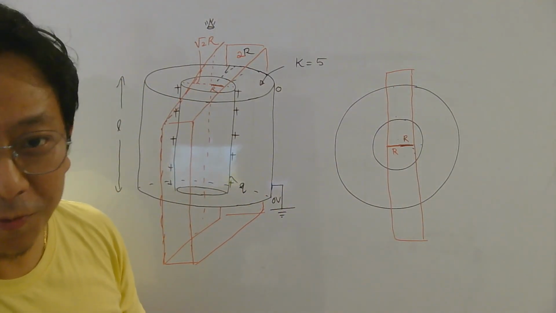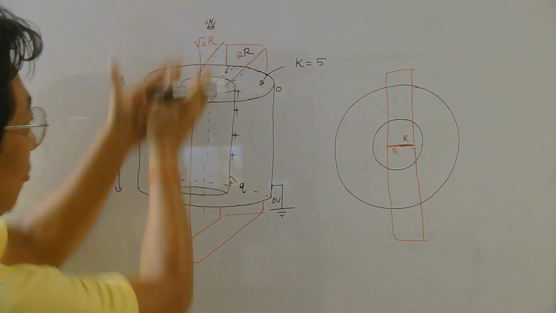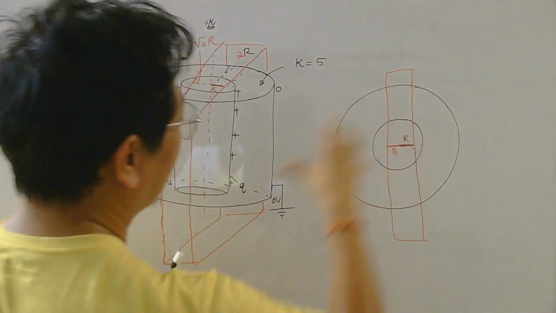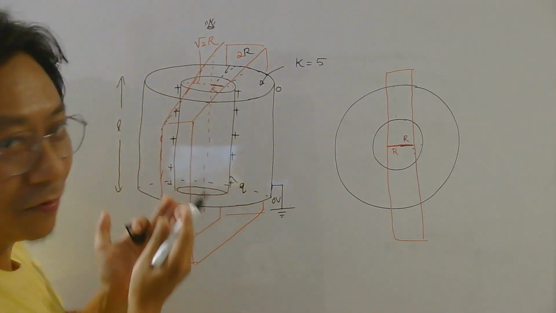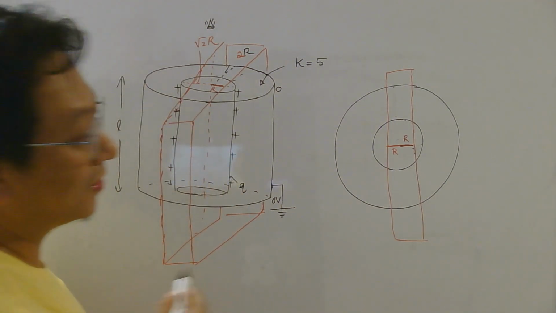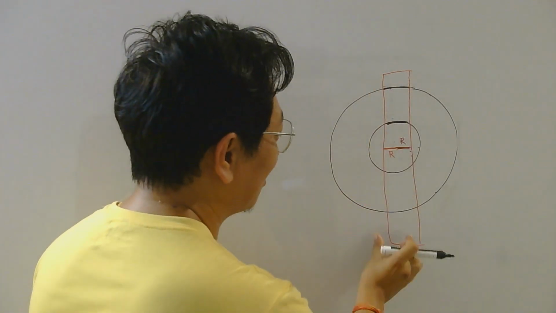Now how to find flux through this cuboid when you see from the top? Well, this is a closed surface, so we can use Gauss law. So we need to know the charge inside. Now how to find the charge inside this closed surface?